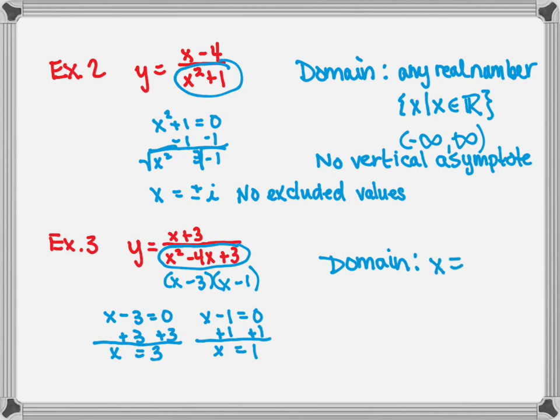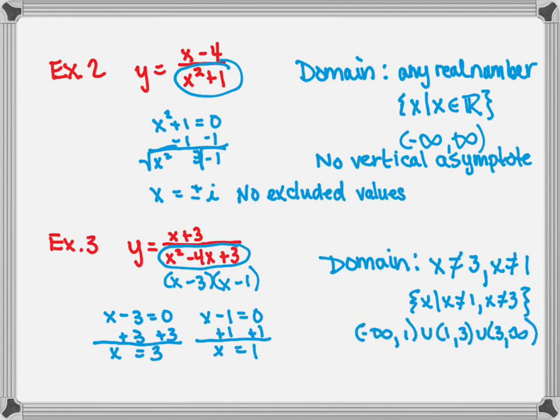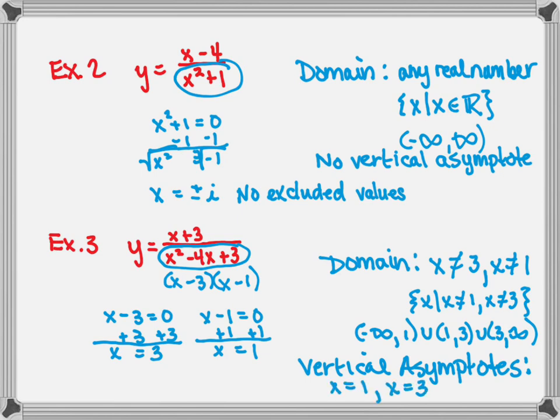So our domain is x does not equal 3 and x does not equal 1. Or in set notation, the set of all x values such that x does not equal 1 or x does not equal 3. And in interval notation, from negative infinity up to 1, my lowest excluded value, union the interval from 1 to 3. And 3 is my second excluded value, and then union the interval from 3 to infinity. And we have two vertical asymptotes here. x equals 1, x equals 3. These are both vertical asymptotes.